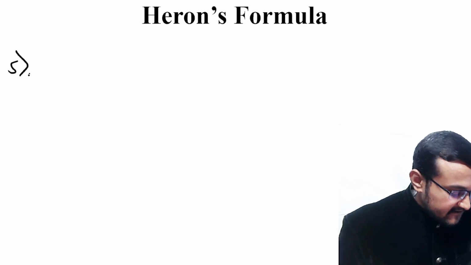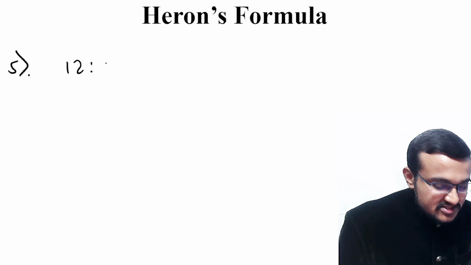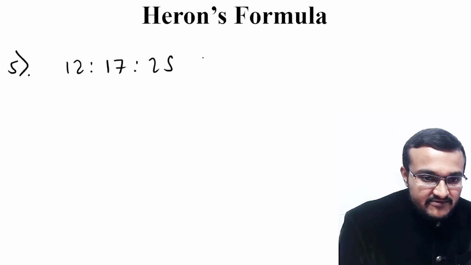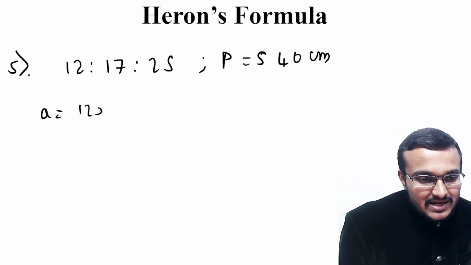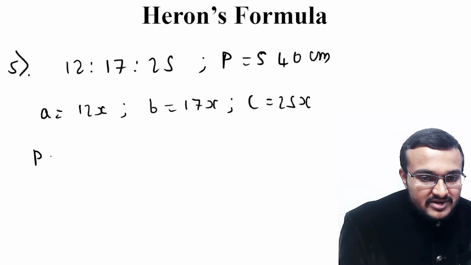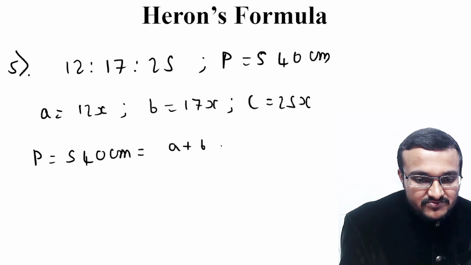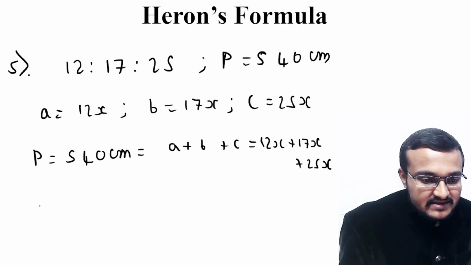So now we will move into the fifth question. Here sides of triangles are given in ratio, that is 12 is to 17 is to 25, and perimeter they have given as 540 centimeter. So that means here A is equal to 12x, B is equal to 17x, C is equal to 25x. So perimeter is equal to 540 centimeter, which is equal to A plus B plus C, which is equal to 12x plus 17x plus 25x.